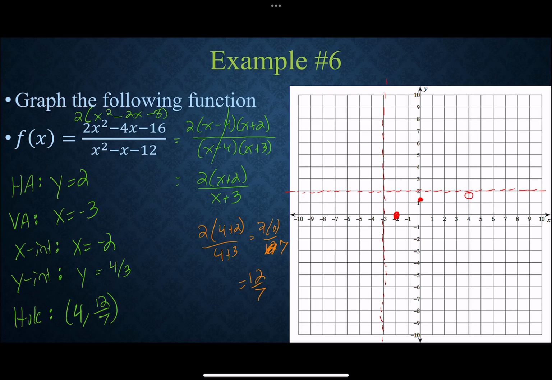So now, graphing this particular rational function, we see that there are 2 regions. And again, each region is split by the vertical asymptote. So if there's only one vertical asymptote, there's only one region. So our 2 regions are before -3 and after -3.